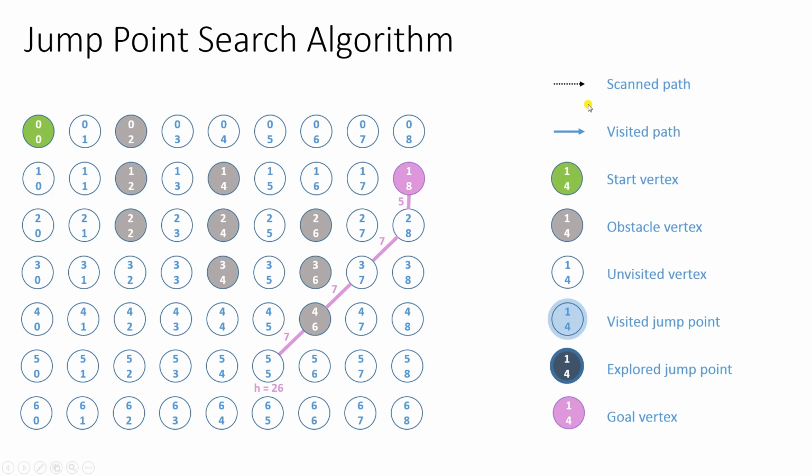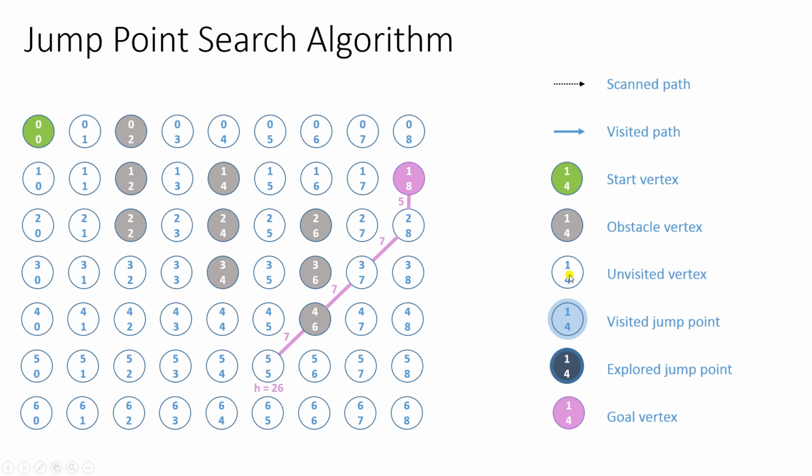The first symbol is a scanned path, meaning it shows how far the scan went in the algorithm. The visited path is a part of the path that points to the next jump point. The start vertex symbol, as usual, denotes a vertex which we use as a starting point for our algorithm. The obstacle vertex is a special kind of vertex that cannot be passed through. It presents a sort of wall for the algorithm.